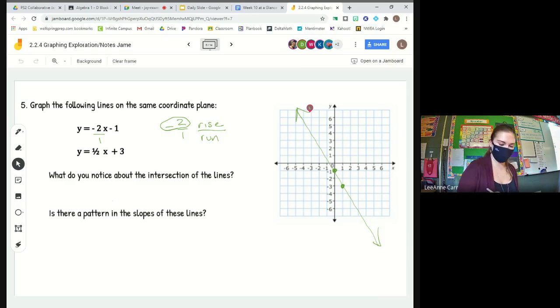Our other line, I'm just going to plot this one quick. We start at 3, and then we go up 1/2. If there are any questions, please feel free to ask. Okay. So now I got my 2 lines, and I already told you guys that they intersect. But do we notice anything specifically about how they intersect?